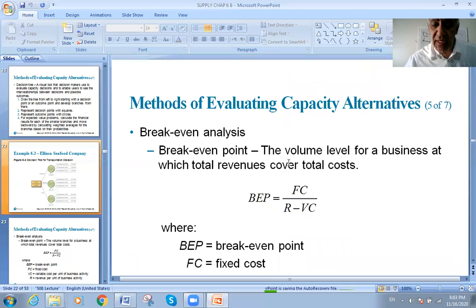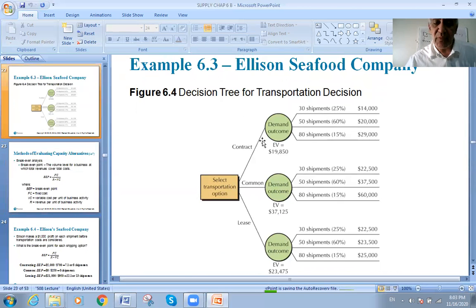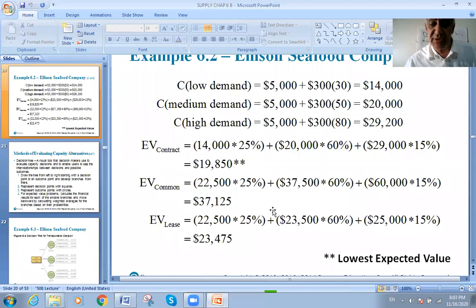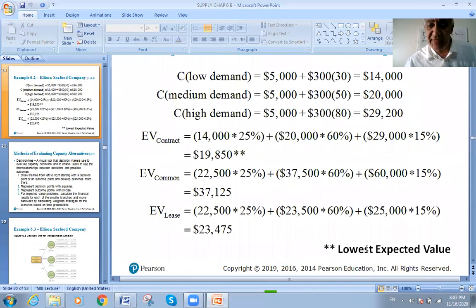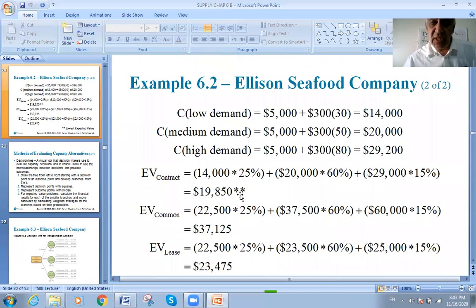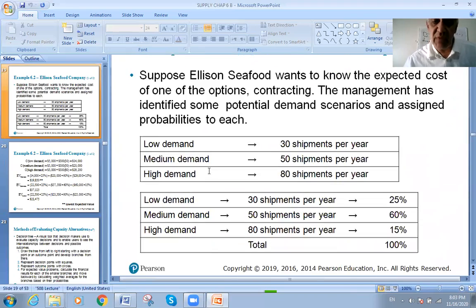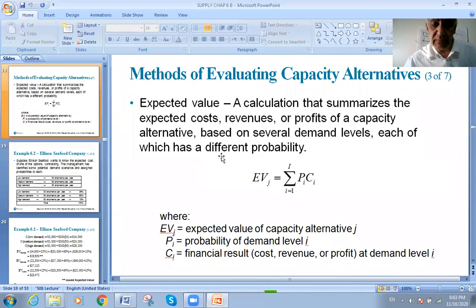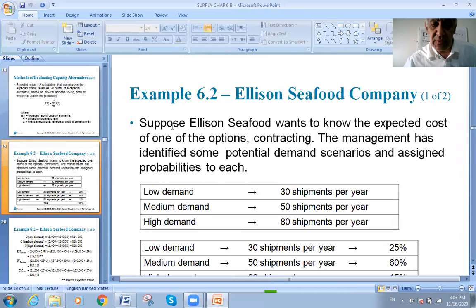So here we have the demand outcomes, the results, and we will choose the highest one of them, or the lowest expected value, this way. Let's see here how we'll formulate it. Okay, these are the rules and the formulas.